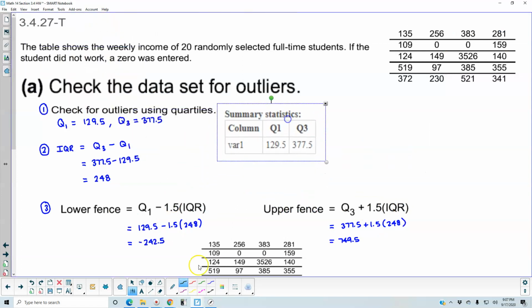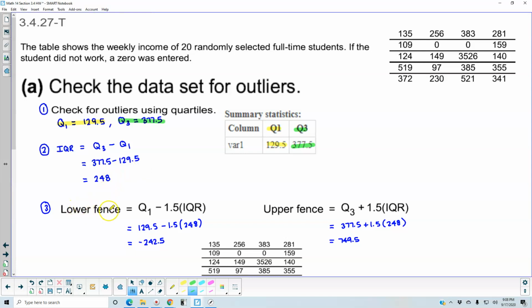Okay, so we can see here that quartile 1 is 129.5, and then quartile 3 is 377.5, and so there we have those two numbers. And then to find the interquartile range, we're going to take quartile 3, which is 377.5, and subtract 129.5 to get 248.